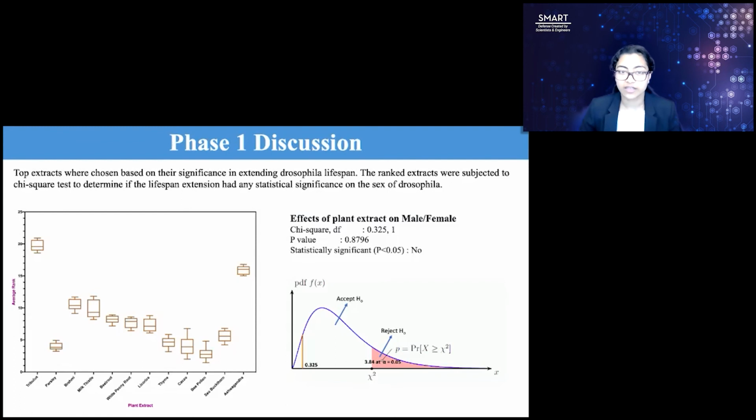I then asked myself, would the sex of Drosophila make any difference in extending the life of Drosophila? So I performed a chi-square test and saw a chi-square value of 0.325, and this prompts me to accept the null hypothesis that the sex of Drosophila plays no role in extending the lifespan.